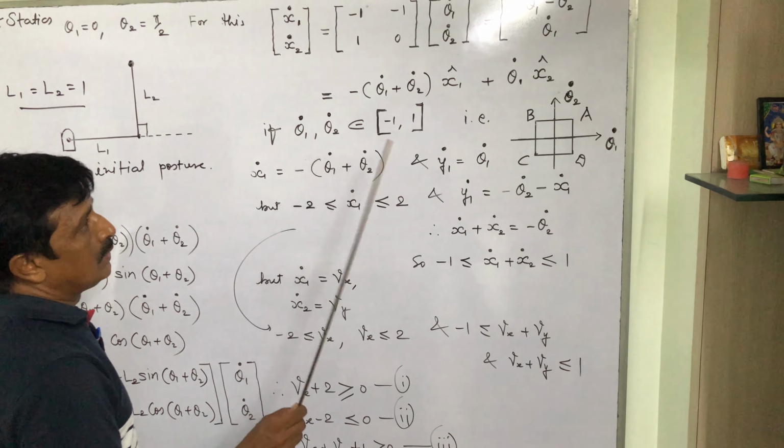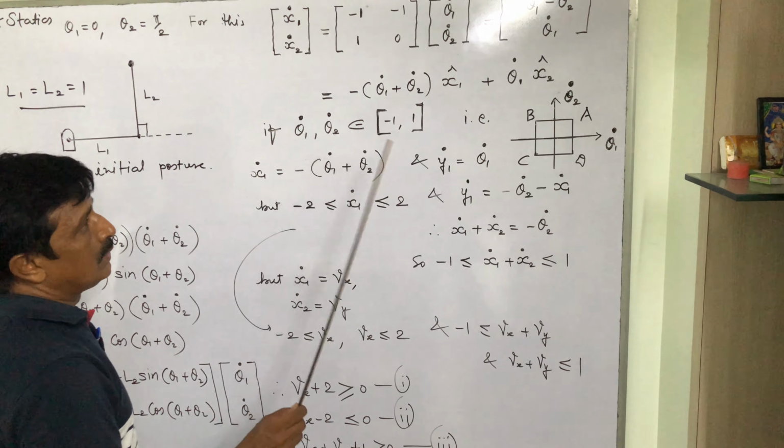But now we have changed the condition. Initially we discussed theta 1 dot and theta 2 dot within unity, but now theta 1 dot square plus theta 2 dot square is 1. So at this initial posture, we want to find the tip, the end effector velocity space. So x1 dot is vx, which is minus theta 1 dot plus theta 2 dot in bracket, and x2 dot is the y component's velocity, which is theta 1 dot.